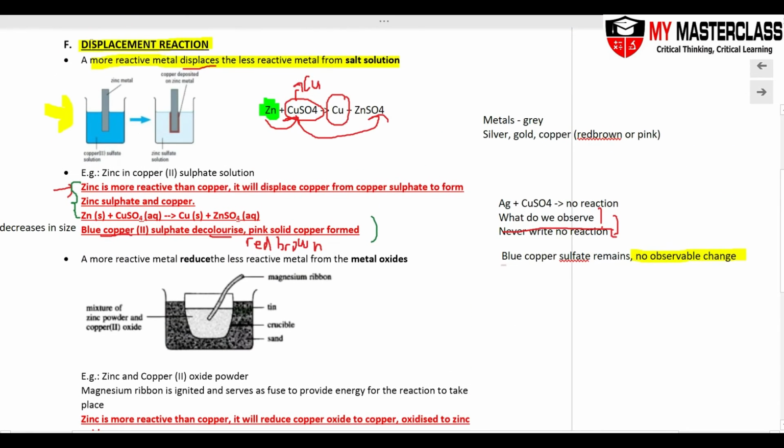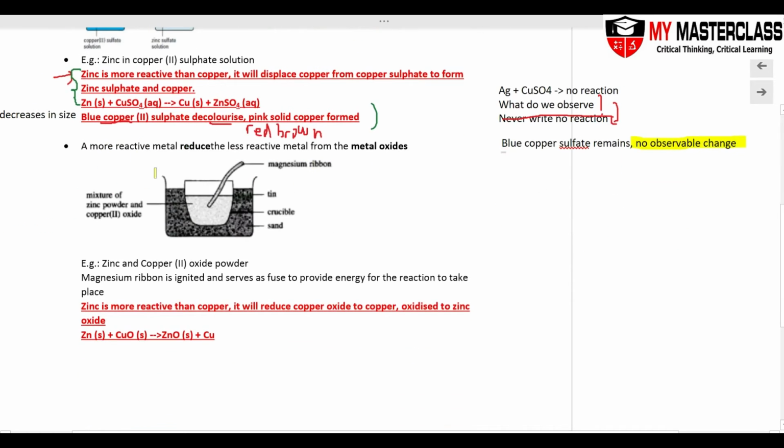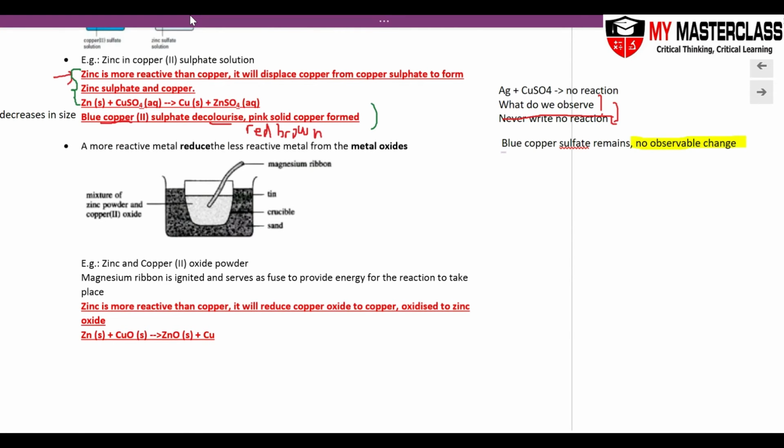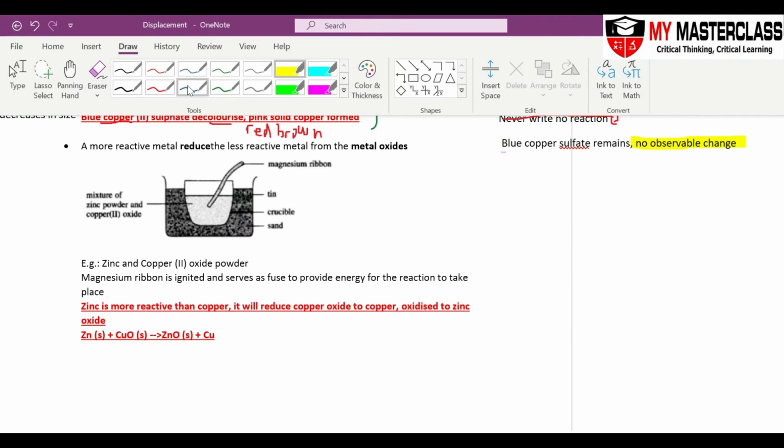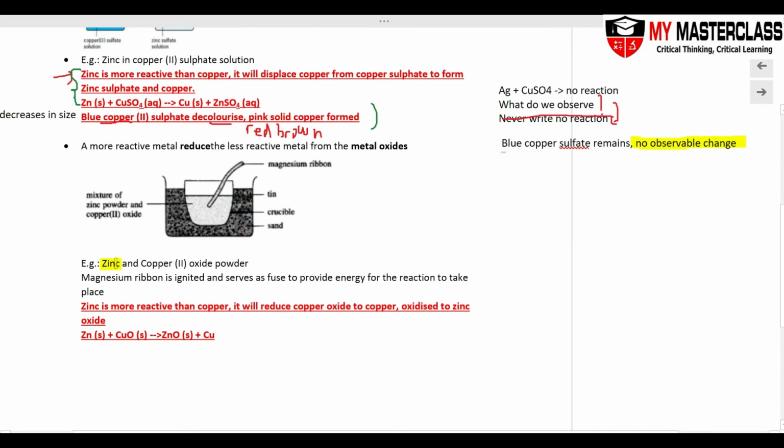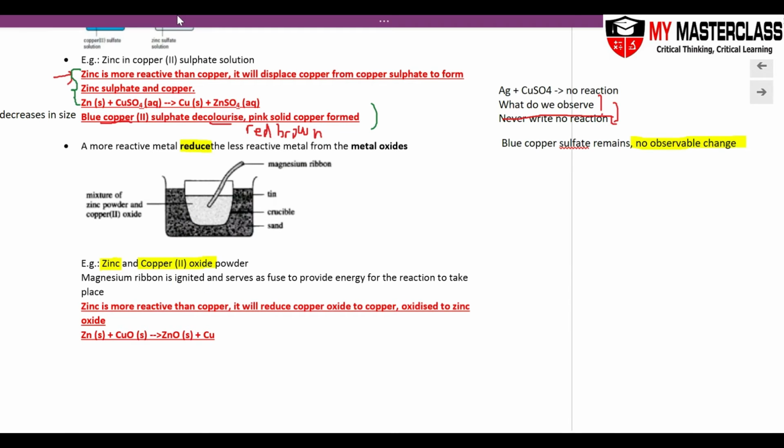So this is a displacement reaction. We use the word displace when the more reactive metal can kick out the less reactive metal in the solution. Next, if it is a metal plus a metal oxide reaction, because it is not a solution, we don't say displace, we say reduce. Remember, metals are reducing agents. Same thing, zinc and copper.